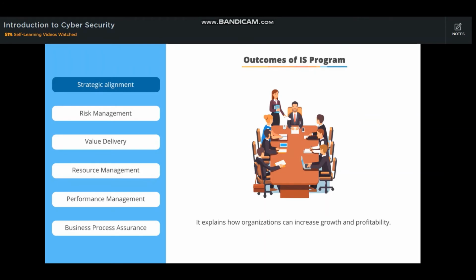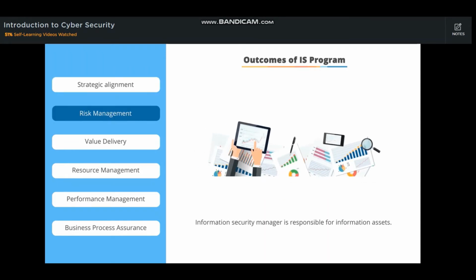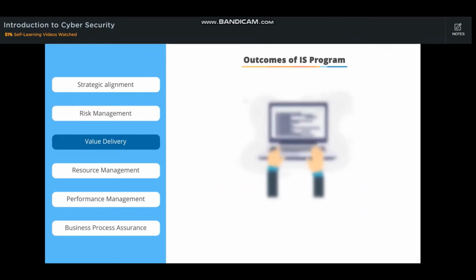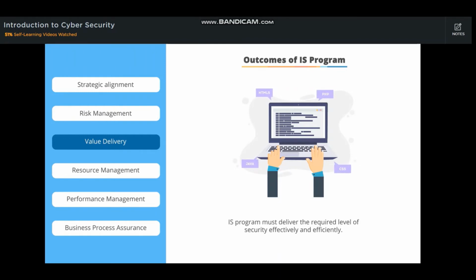Risk management for information assets is a primary responsibility of the Information Security Manager and an ongoing activity as reviewed. The Information Security Manager must develop an understanding of the threats the organization faces, its vulnerabilities, and its risk profile. Value delivery is an objective that requires the information security program to deliver the required level of security effectively and efficiently. Execution of the information security program can have considerable effect in achieving this goal.